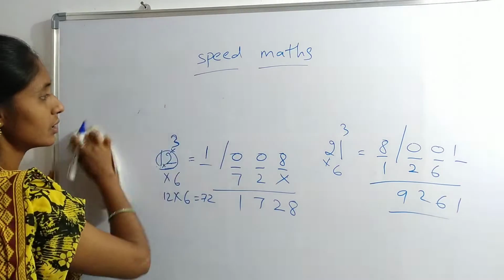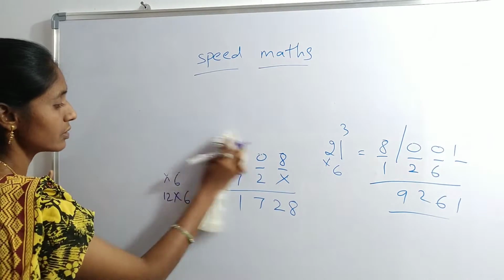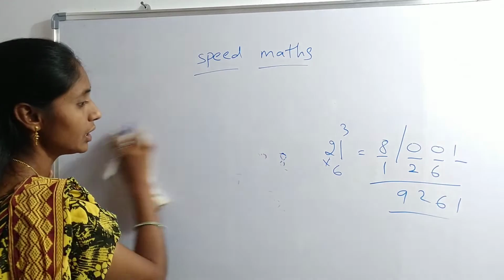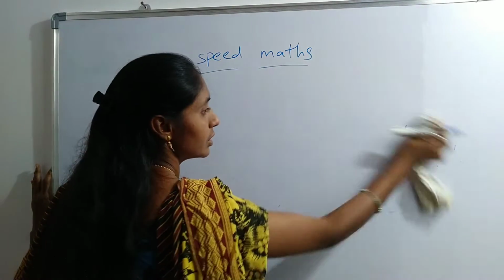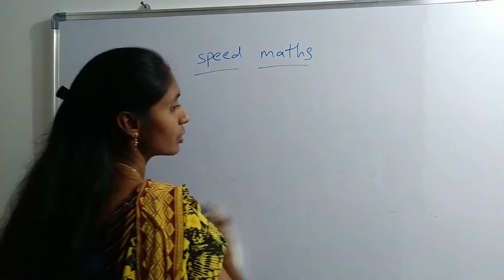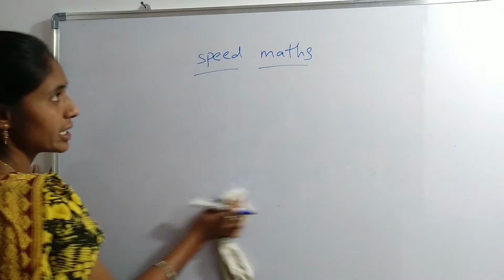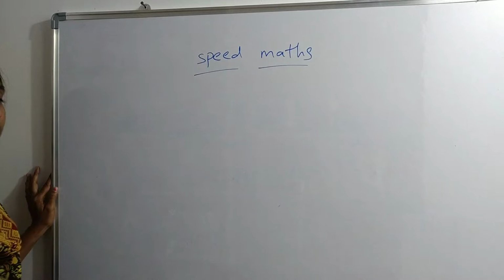Next one is square root values. How can we find the square root values in an easy way? Speed maths is very important to get more score in less time in all competitive exams.